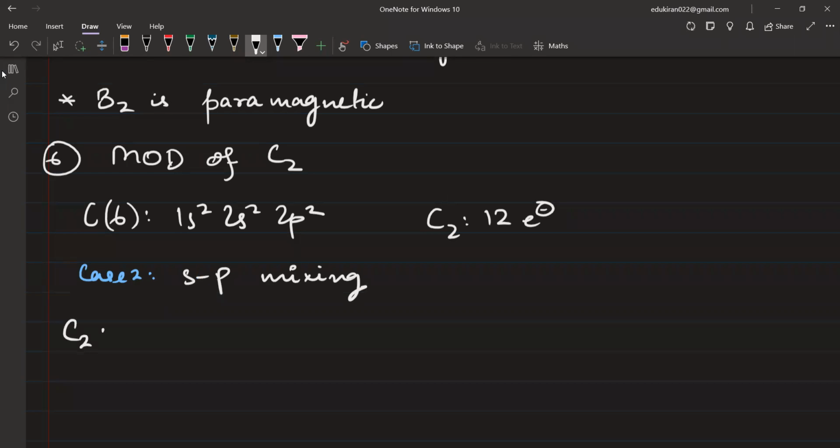Now, tell me C2. We'll start with Abdullah. Tell me sigma. Start. Sigma 1s, how many electrons? In total we have to fill 12 electrons. I have to fill how many electrons, Abdullah? 12. Why 12? Because each carbon has 6 electrons and we have 2 carbons, C2 molecule. So each carbon has 6 and we have C2, that means it will be 12. Got it, Abdullah? Yes, sir.